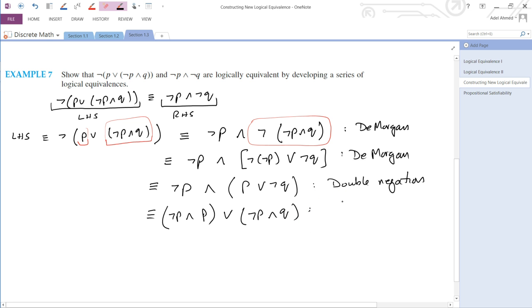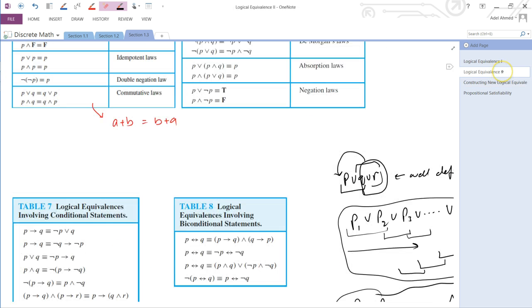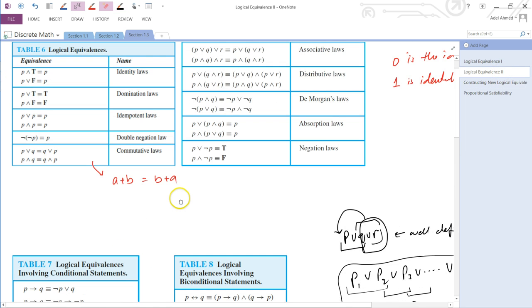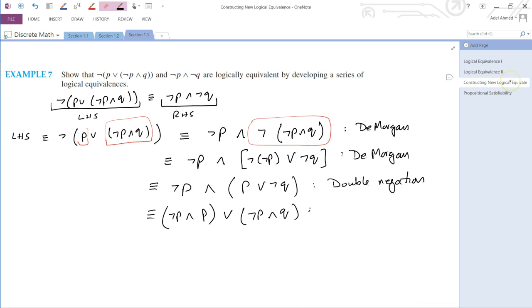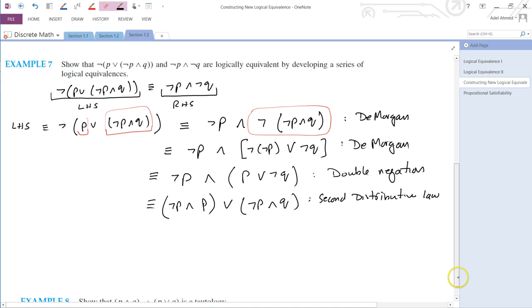Remember, if you recall, let me take you back over here. We've got a couple of distributive laws. So here's the first distributive law, here's the second distributive law. So basically we're using the second distributive law. So let me write over here, second distributive law with an A. Okay. Now let's continue.